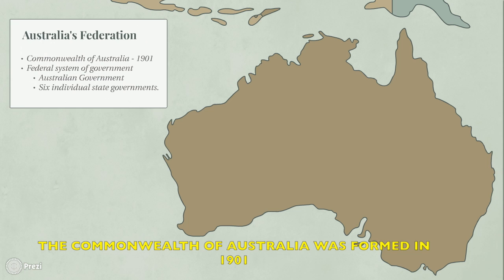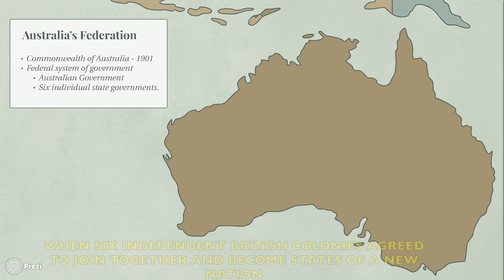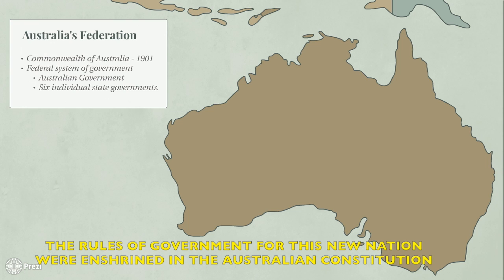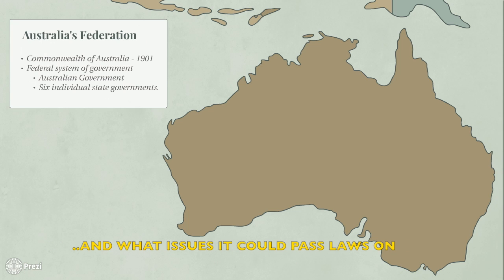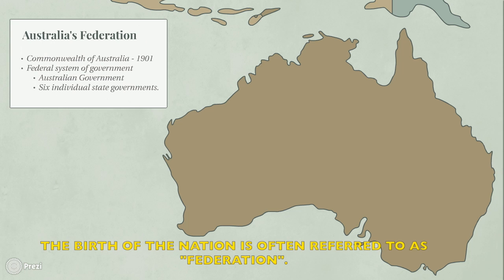The Commonwealth of Australia was formed in 1901 when six independent British colonies agreed to join together and become states of a new nation. The rules of government for this new nation were enshrined by the Australian Constitution, which defined how the Australian government was to operate and what issues it could pass laws on. The birth of our nation is often referred to as federation.